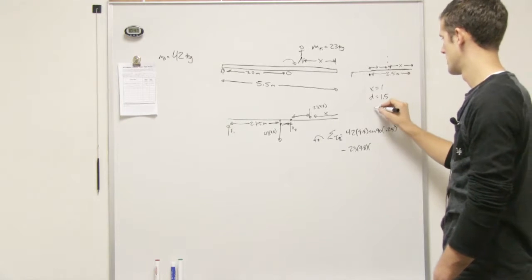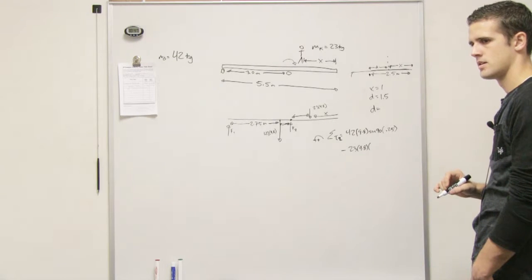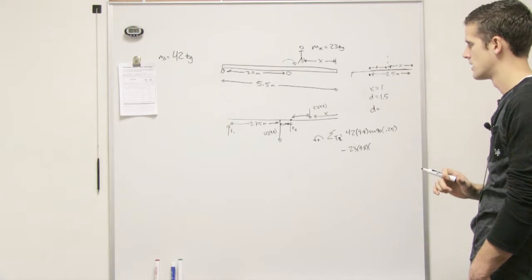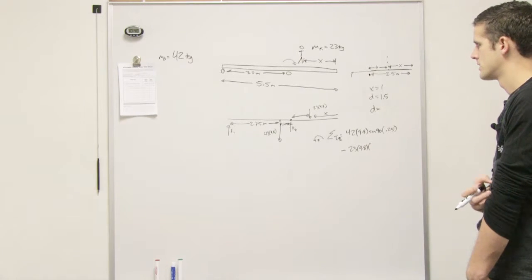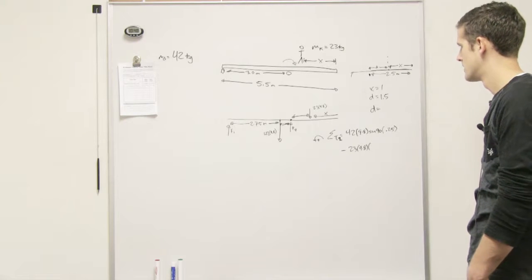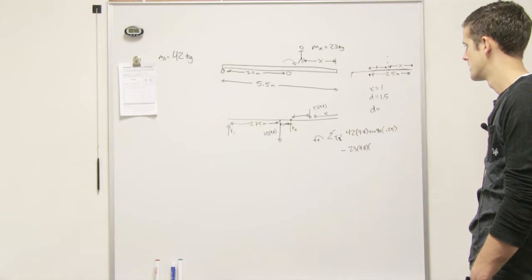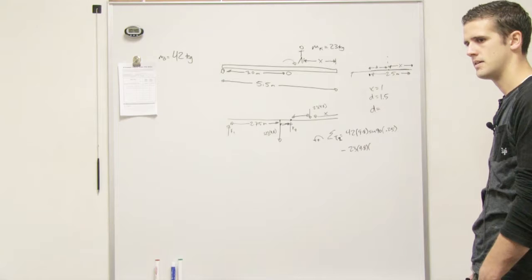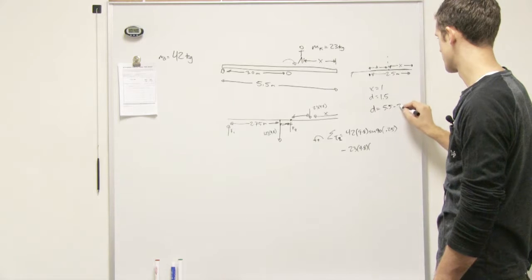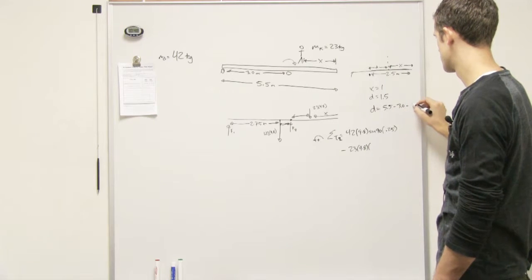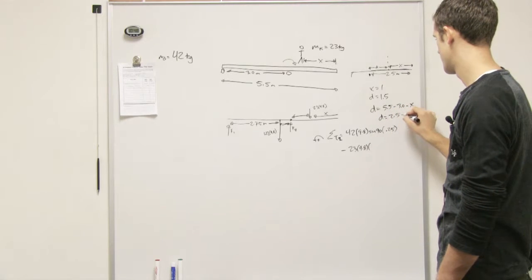So x is 1. The supports are 3 meters apart, and the beam has to equal 5.5. So x was 1, and we got a minus. We've got to add up to 5.5. So you'd have 5.5 minus 3 minus your x. So this would be d equals 2.5 minus x.